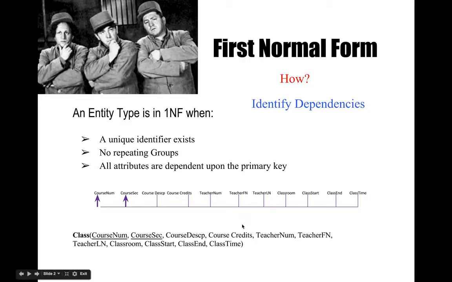But actually we want to make it more normal. Really? Like the Three Stooges? Make them more normal? We want to make them more normal, so what we want to do is go to the second normal form from here.